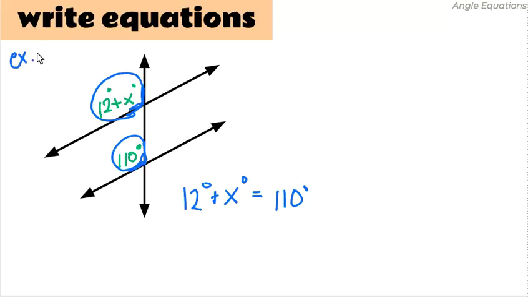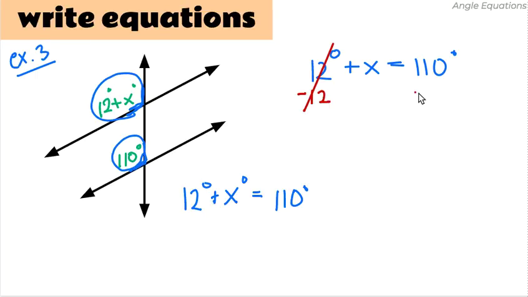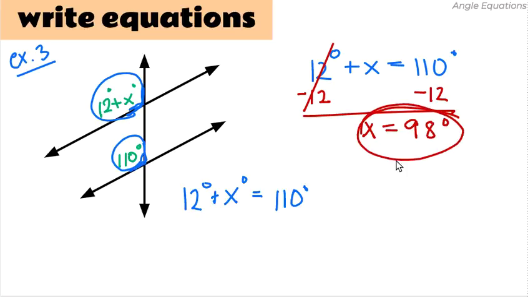Okay, example 3. So I have 12 degrees plus x equals 110 degrees. Start solving. Eliminate my constant first. Negative 12 on both sides, or minus 12. And I get x equals 98 degrees. And again, if you want to double check yourself, you can substitute. I'd have 12 plus 98, which when you add up is 110, which matches my angle right here.